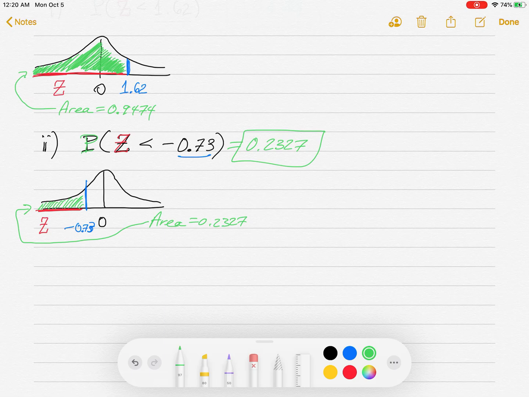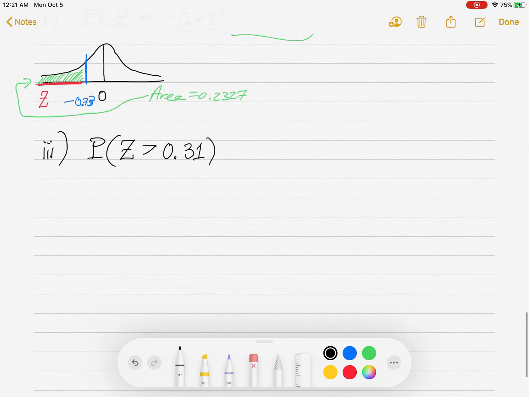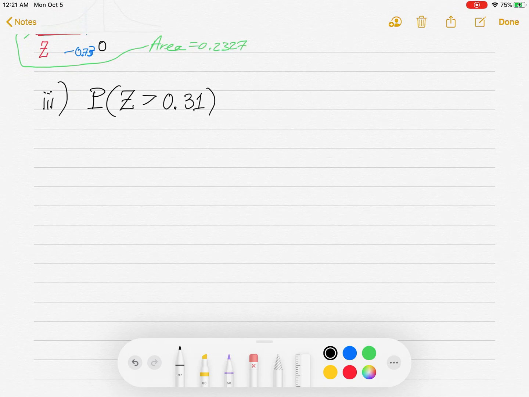Okay. So that's looking up the probability of getting a random z-score less than a number. What about greater than? What if we mix it up and say we want the probability of getting a z-score greater than a number? That adds a complication. What if I want the probability of getting a random z-score bigger than 0.31? Let's draw a picture of that situation.